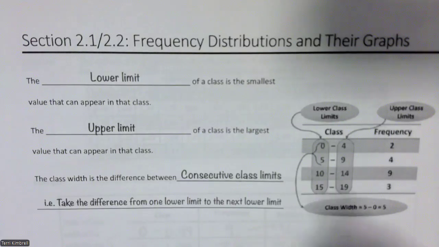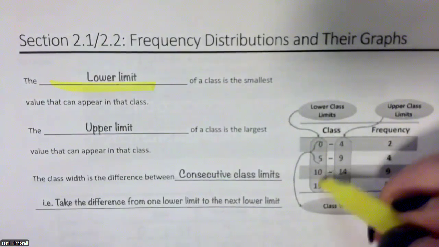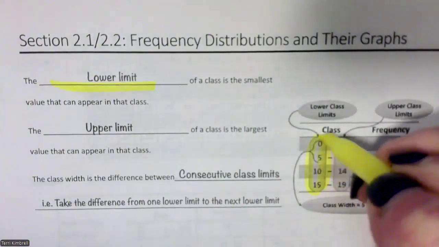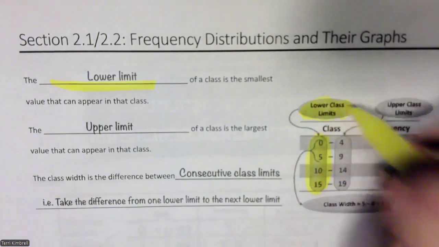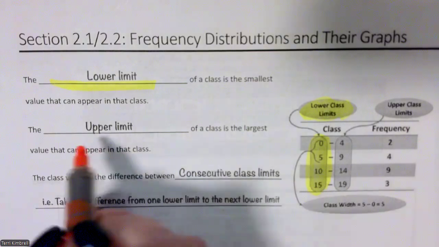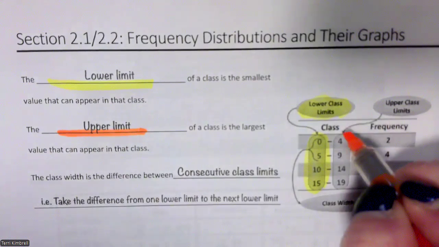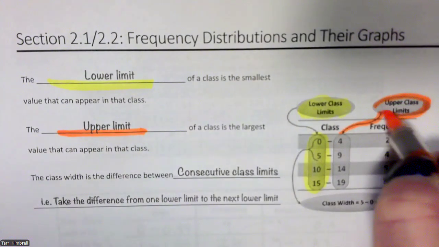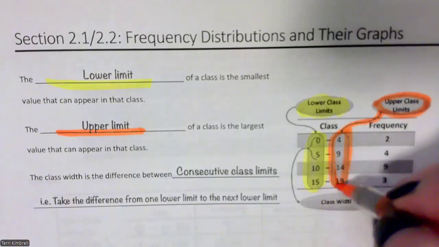Now, lower limits, this should make sense. It's going to be the lower part of the class. So that's going to be your lower class limits. They're going to be on the left. They're going to be the smallest part of your class. Then the upper limit, they're going to be the largest value. So those are going to be there on the right. That's going to be your upper limit.